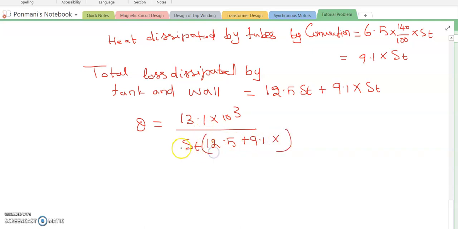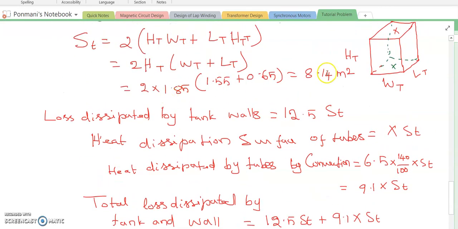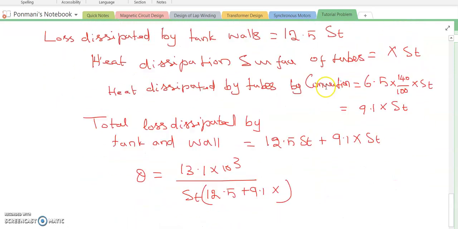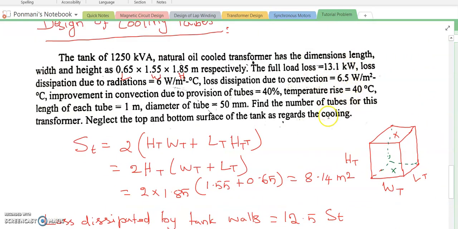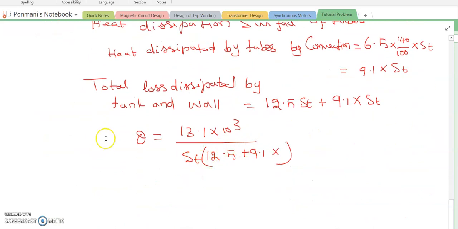So this is how. St we have already calculated, and theta is given in the problem. St just now we have calculated, no? So St is 8.14 meter square, and theta is given in the problem itself as 40 degrees Celsius. On substituting St and theta in this equation, we can calculate x. So from this we are estimating x, and after reducing, we will be getting 3.0476.